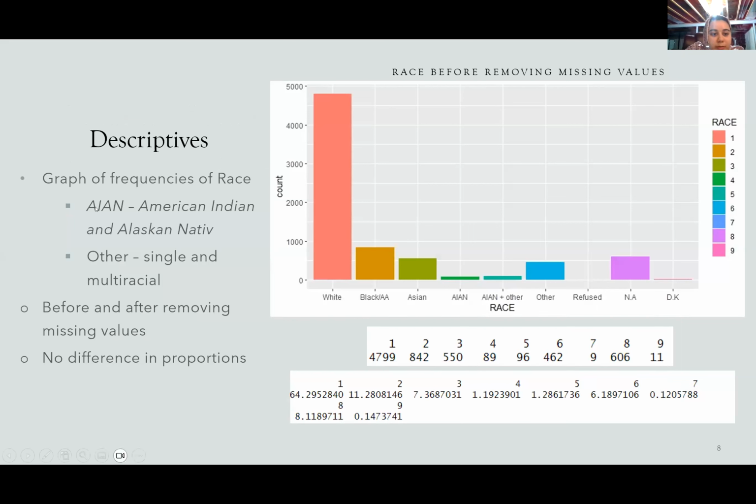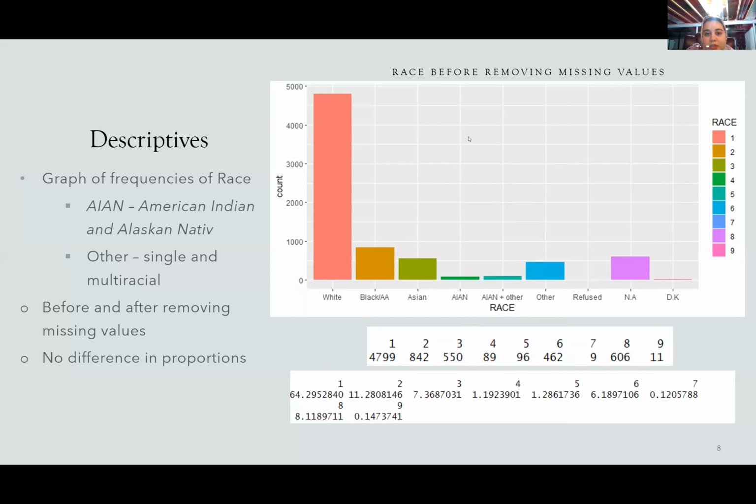Here it explains what AIAN and other mean in this bar graph. I made a bar graph of race to look at the descriptives of race. As you can see, white is obviously the highest, and it's substantially more frequent than the other races, which can reflect the demographics across the US. Then the second highest is Black, African American, then Asian, and then other.